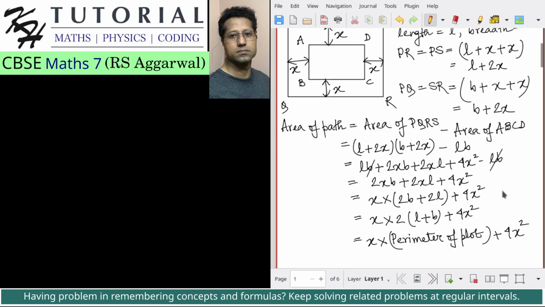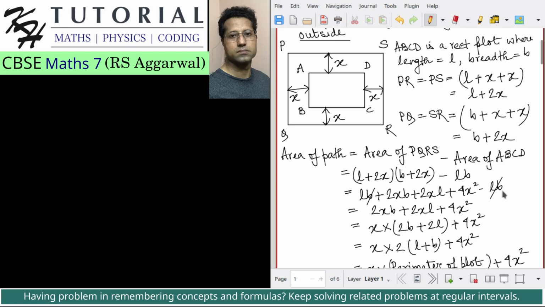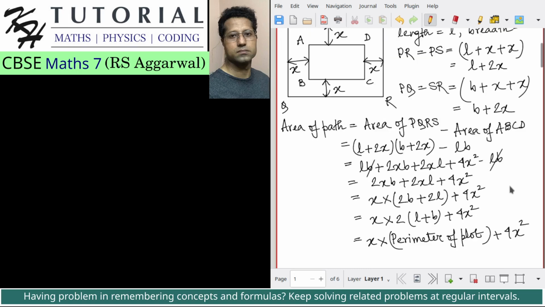So to find the area of the path, all you need to know is the uniform width of the path and the perimeter of the rectangular plot. Now, if you know the dimensions of the rectangular plot L and B, then also you can find it. But it is not necessary to know the length and breadth separately. Even if you know the perimeter of the plot, you can also find the area of the path. So this was the area of the path.